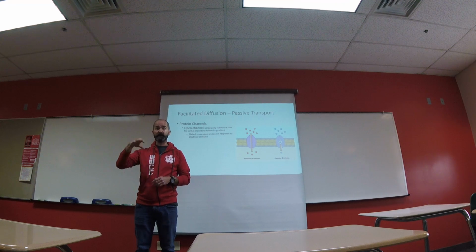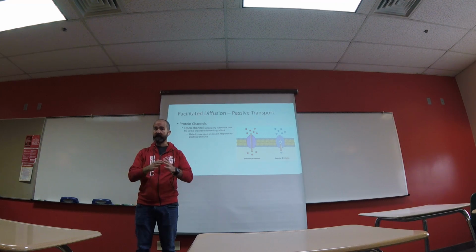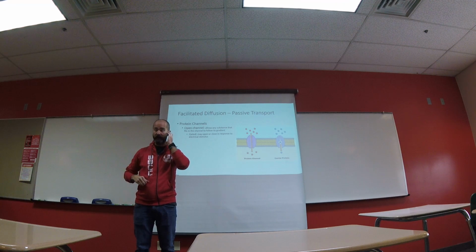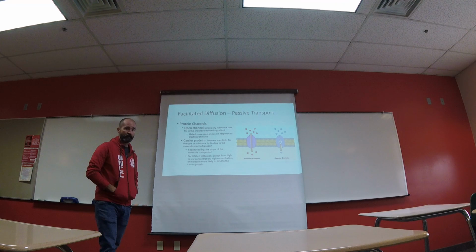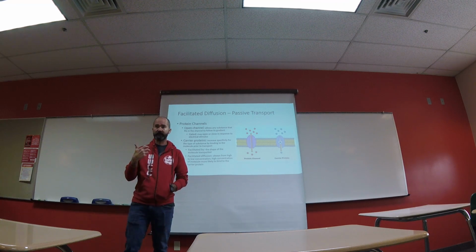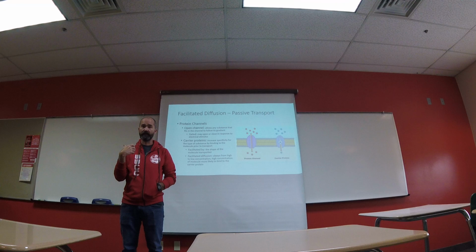If there's a higher concentration of water outside the cell, then that water is going to want to flow into the cell. But if there's a higher concentration of water inside the cell, then it will naturally want to flow out of the cell. Alternatively, we can have carrier proteins, and these are selective in the kinds of things that they allow across the membrane.